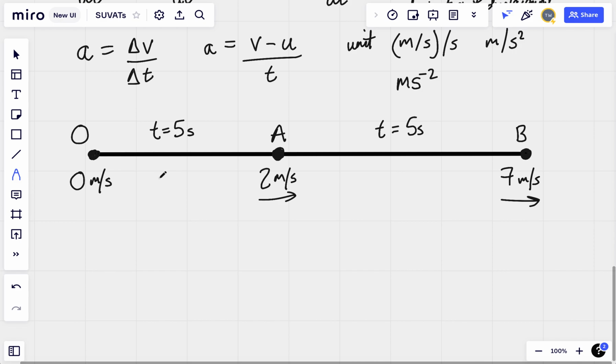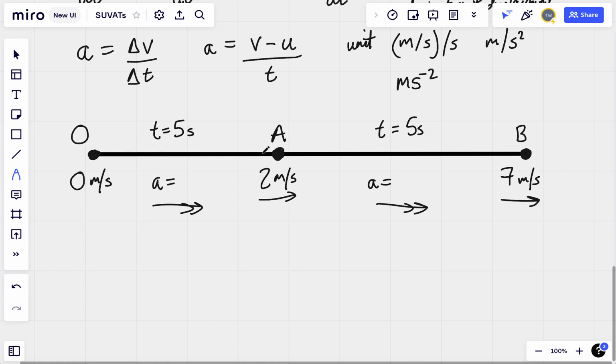Now we're going to try and find out what the acceleration is in these two parts of the journey, from O to A and then from A to B. Now acceleration, notice I've put a single arrow for velocity. I like to put a double arrow like this for acceleration. It's just a bit of notation which helps you. So let's work out O to A.